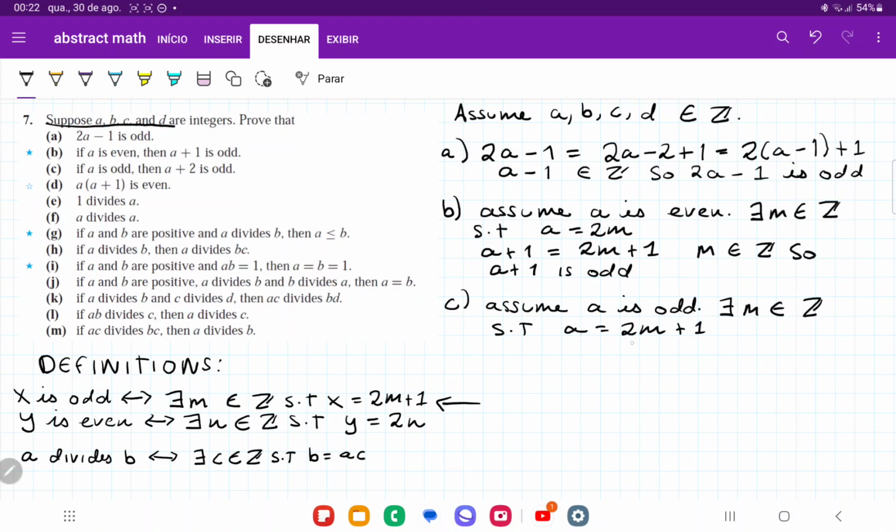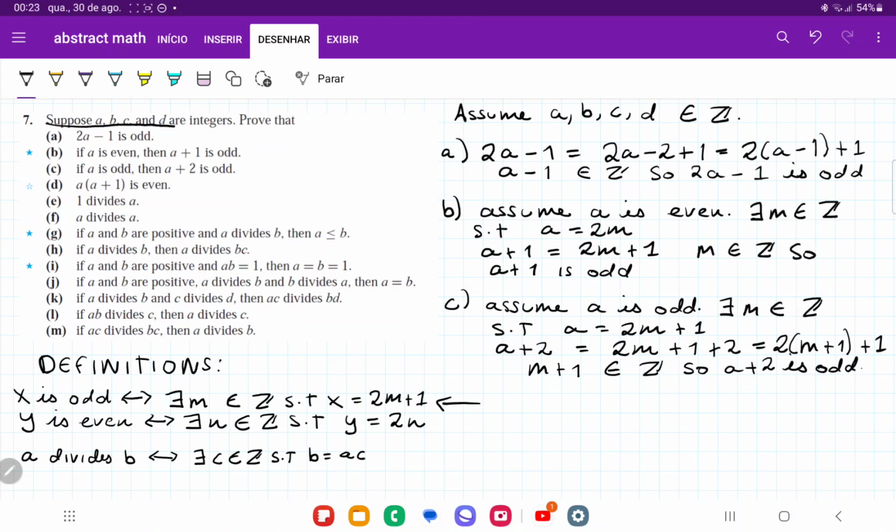So when we have that a is equal to 2m plus 1, then we're going to go a plus 2 is equal to 2m plus 1 plus 2, which is the same thing as, I'm going to group the 2's, so that's going to be 2 times m plus 1 plus 1. So m plus 1 belongs to the set of integers, so a plus 2 is odd. So we have shown that it is odd using the definition for an odd number.